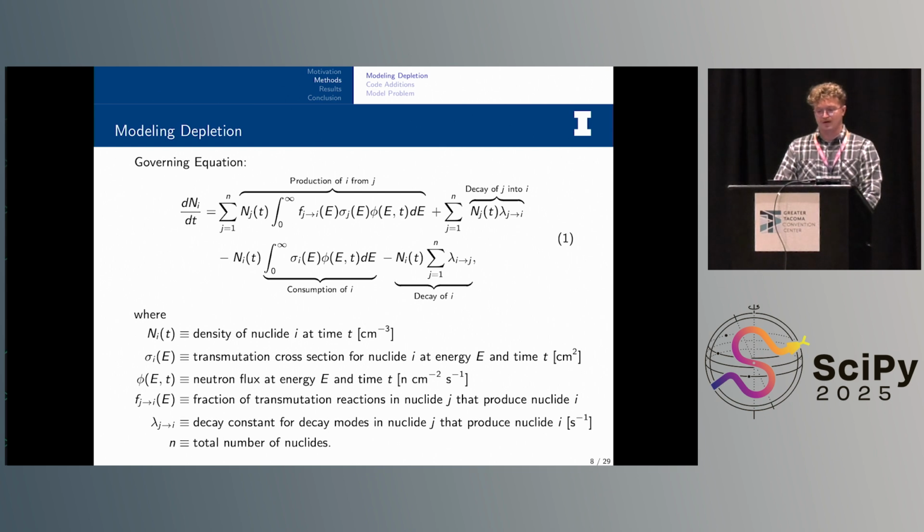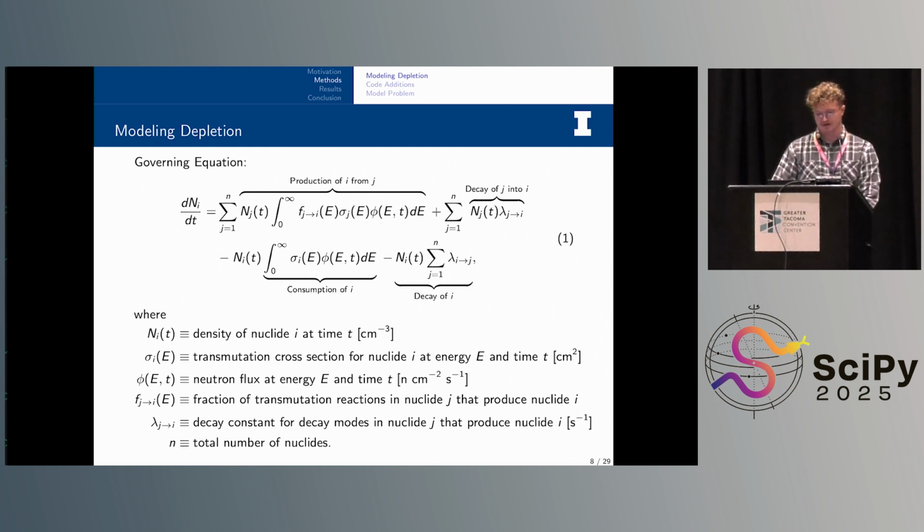We have production of i from a nuclear transmutation reaction with j, and then if j is a radioactive element, it can decay into i, potentially. We also have the consumption of i in a nuclear transmutation reaction, and then we have decay of i if it's unstable.